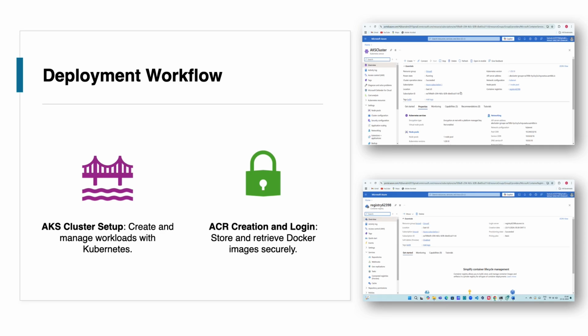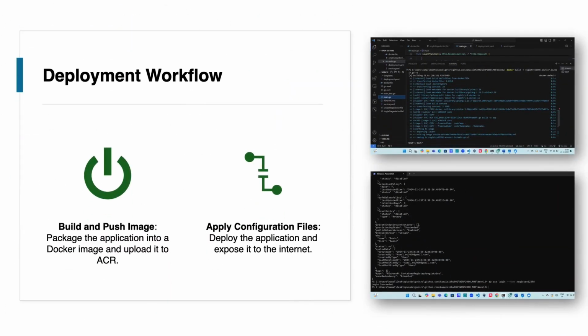Next, create and log in to ACR. We configured a private container registry to securely store our Docker images. Now come to the next step, build and push the Docker image. The application was packaged into a Docker image and uploaded to ACR, and then we applied configuration files. We used a Kubernetes YAML configuration file to deploy the application and define how it should run on the cluster. You can see this in the screenshots too.